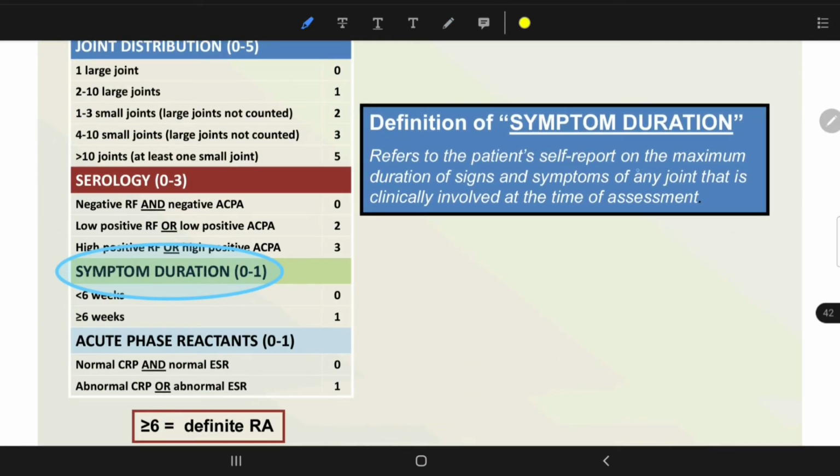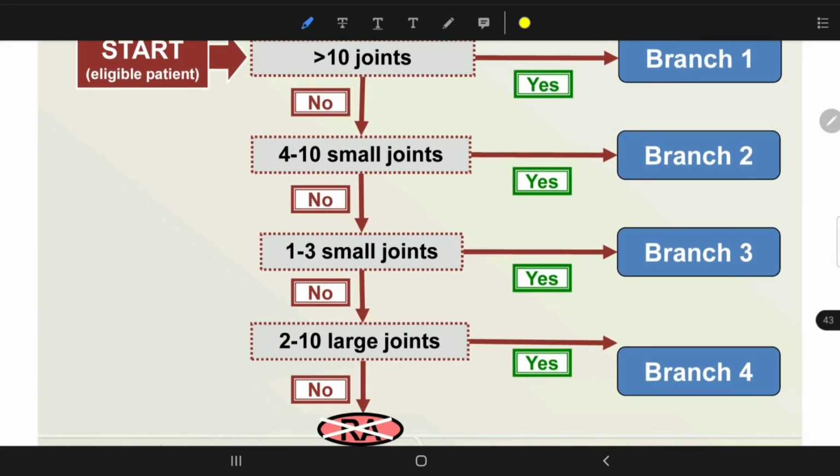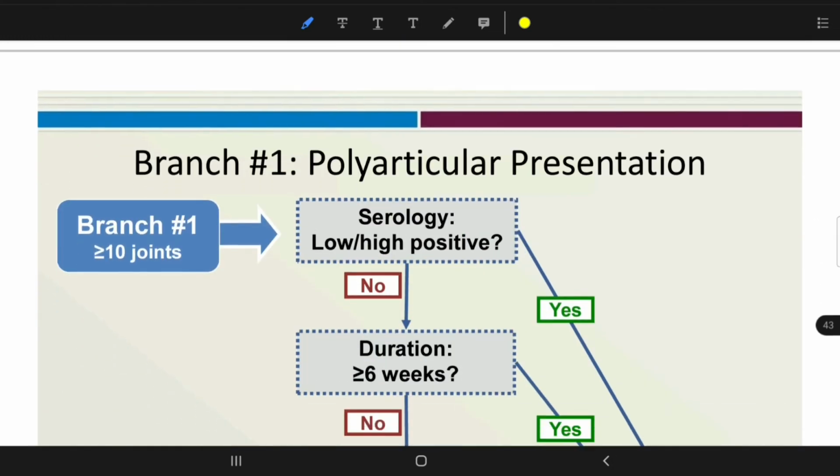It refers to the patient's self-report on the maximum duration of signs and symptoms of any joint that is clinically involved at the time of assessment. Points to be noted here are the patient's self-report, not your clinical assessment. If the patient is reporting symptoms in the last 6 weeks, it is significant and given a score of 1. Next is your algorithm. This is very simple, you can study it later.